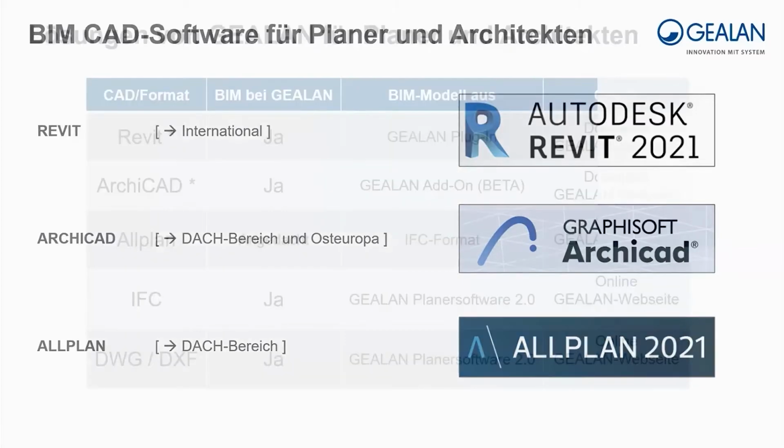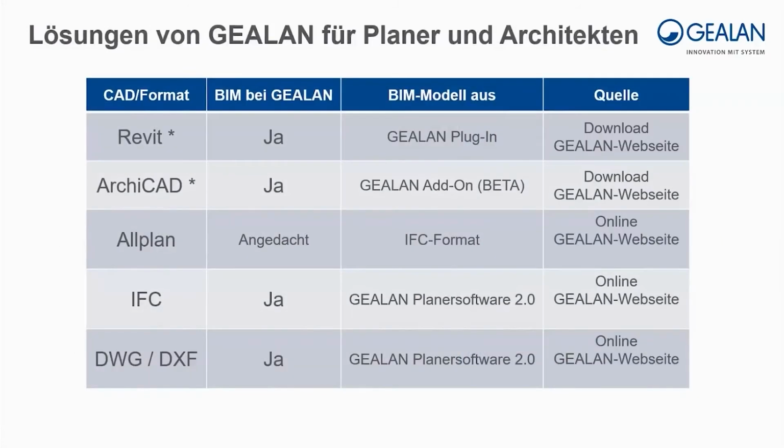planners and architects. This is a table which I came up with, which shows you the Gealanu solution. The first column shows the CAD format. The second column shows whether Gealanu offers a solution, and the third column shows which kind of BIM data is produced in terms of windows and doors. And in the large column, you see the source where you can download this kind of solution.